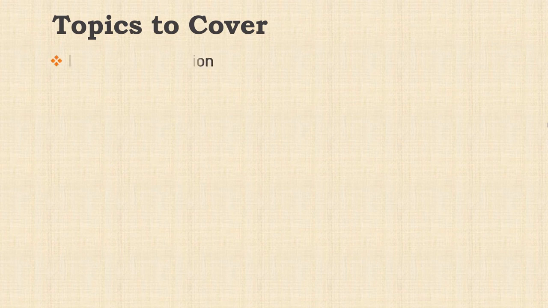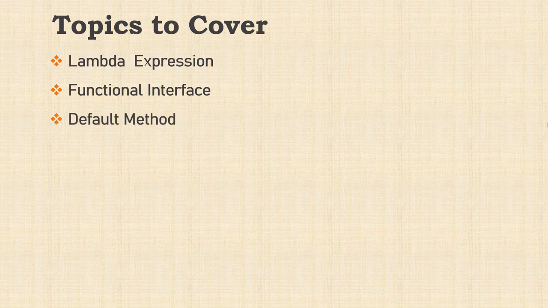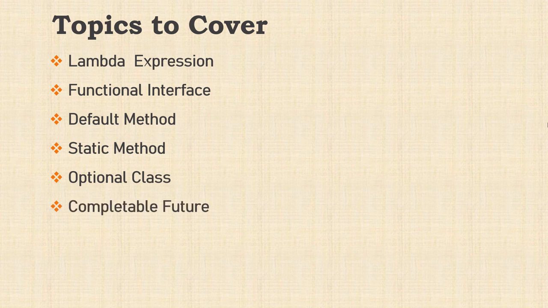So we are going to cover all these topics, which is lambda expression. We'll cover first, then we'll cover functional interface, then default method, then static method, then functional class, optional class, then completable future, then date and time API, and at last we'll cover Stream API. So we are going to cover all these topics. Firstly, we'll cover all the basic points, the theoretical part, and then we'll do the coding. So we are going to learn from basic to advanced in this video tutorial. So let's get started.